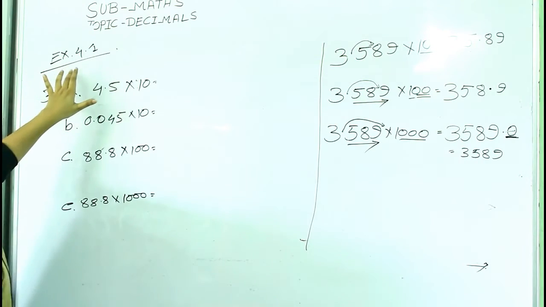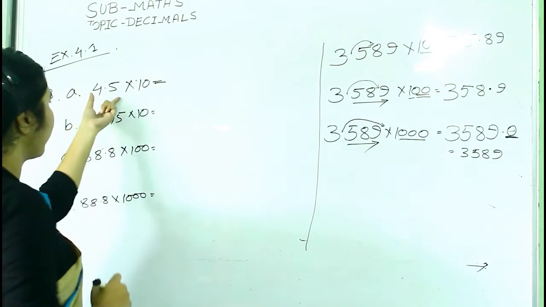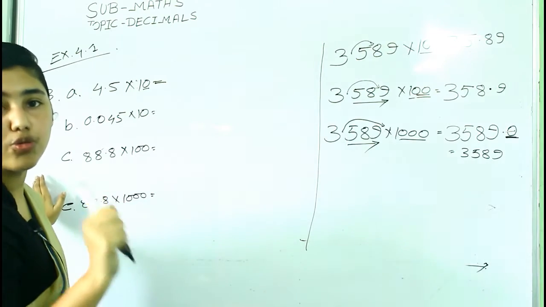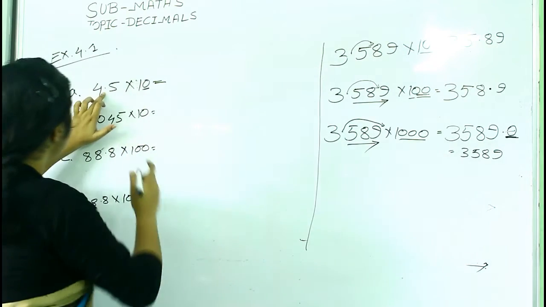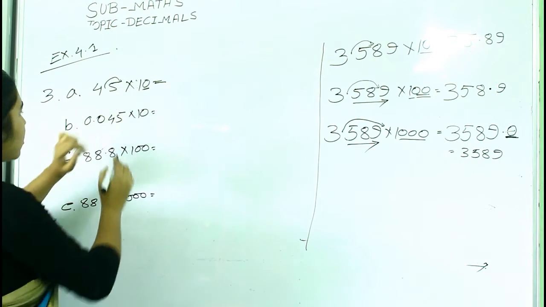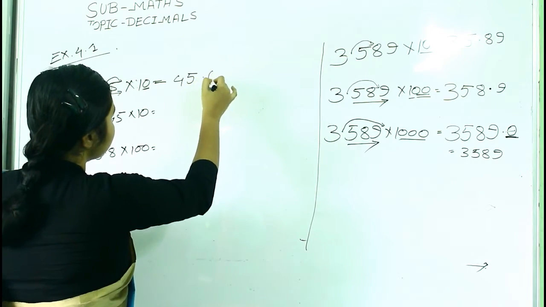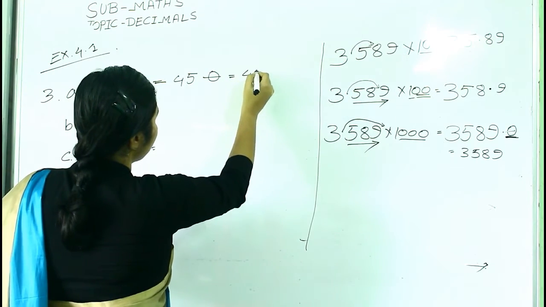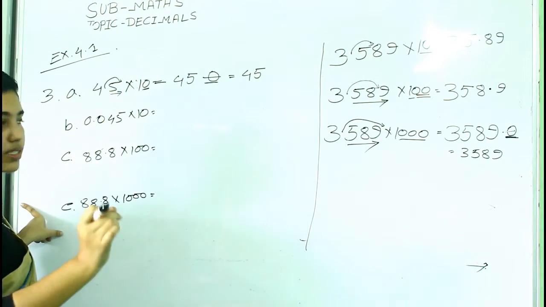Now come to your exercise 4.1, question number 3. Here we have to multiply 4.5 with 10. Now 10, 1 is followed by 1 zero. So here the number of zeros is 1. That's why the decimal point will shift 1 decimal place to the right. So 4, 5 point, consider here 0, and we can write it as whole number 45 because here our decimal part is 0.